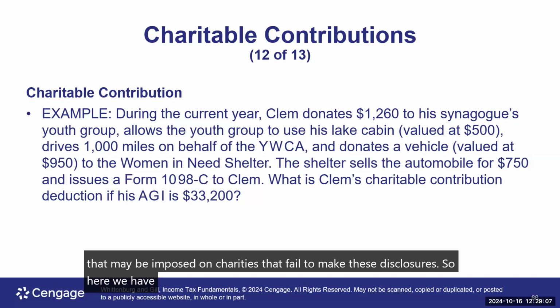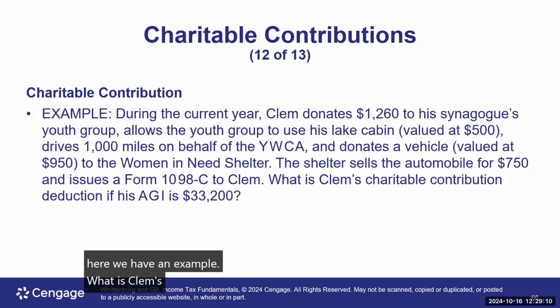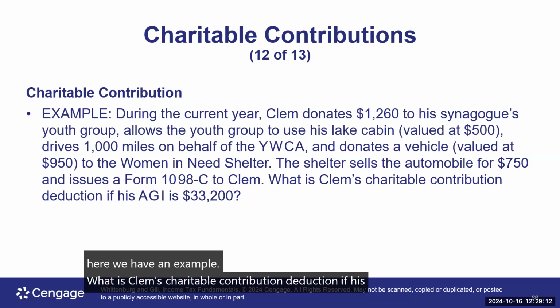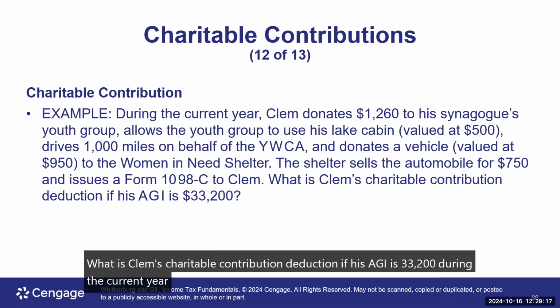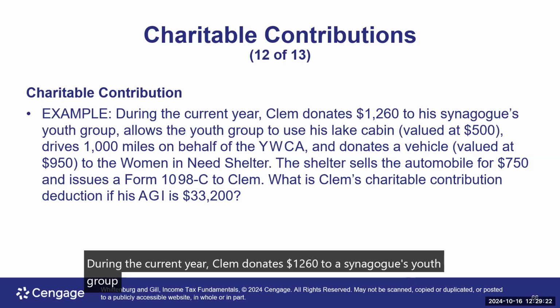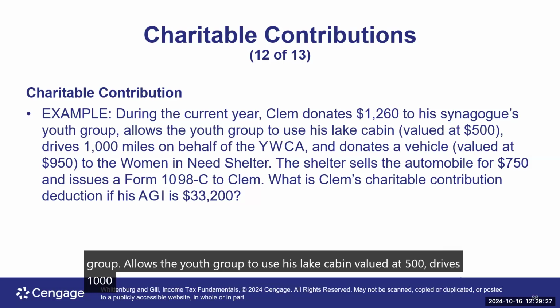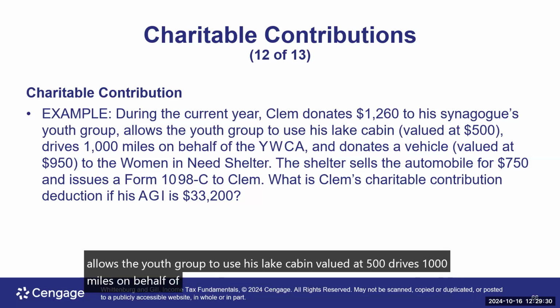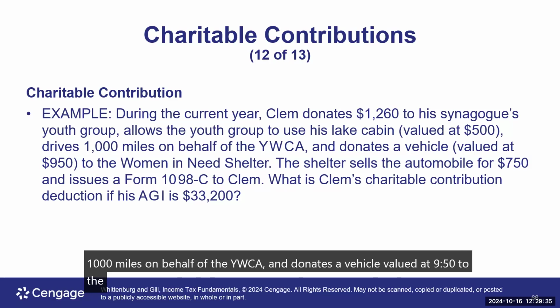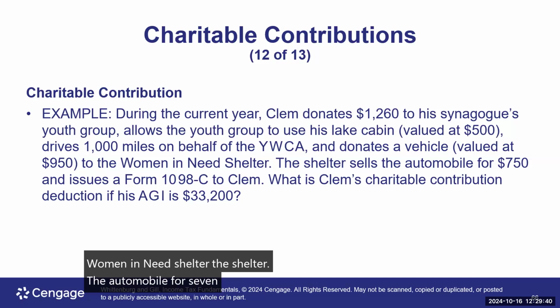It states, what is Clem's charitable contribution deduction if his AGI is $33,200? During the current year, Clem donates $1,260 to a synagogue's youth group, allows the youth group to use his lake cabin valued at $500, drives 1,000 miles on behalf of the YWCA, and donates a vehicle valued at $950 to the Women in Need shelter. The shelter sells the automobile for $750 and issues a Form 1098-C to Clem.